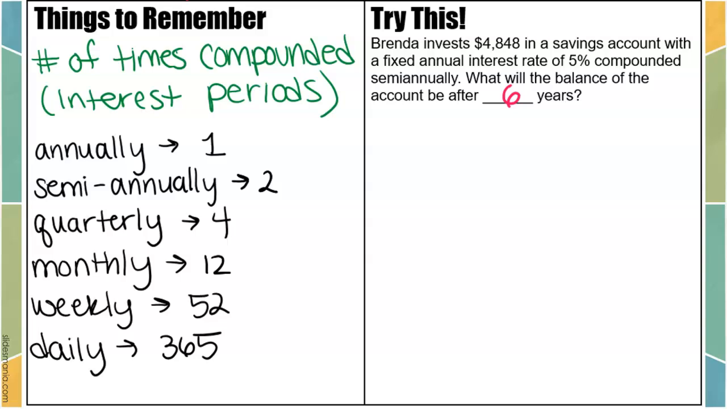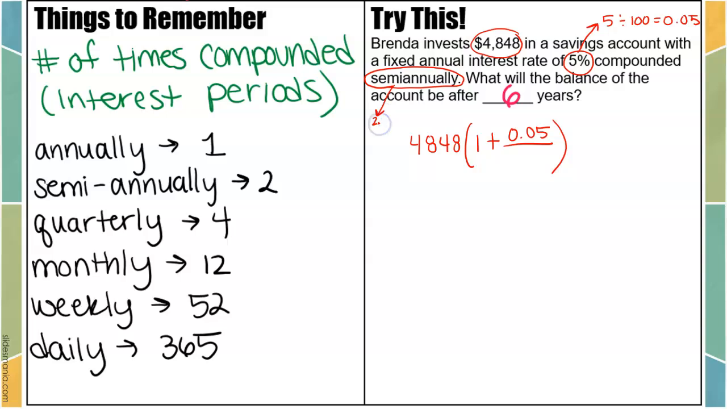Brenda invests $4,848 in a savings account with a fixed annual interest rate of 5% compounded semi-annually. What will the balance of the account be after 6 years? So our starting amount is 4,848. We're going to put that 1 plus. Our rate is 5%, but I have to divide it by 100 to get 0.05. I am compounding this semi-annually, which means I am going to split that interest into 2 payments.